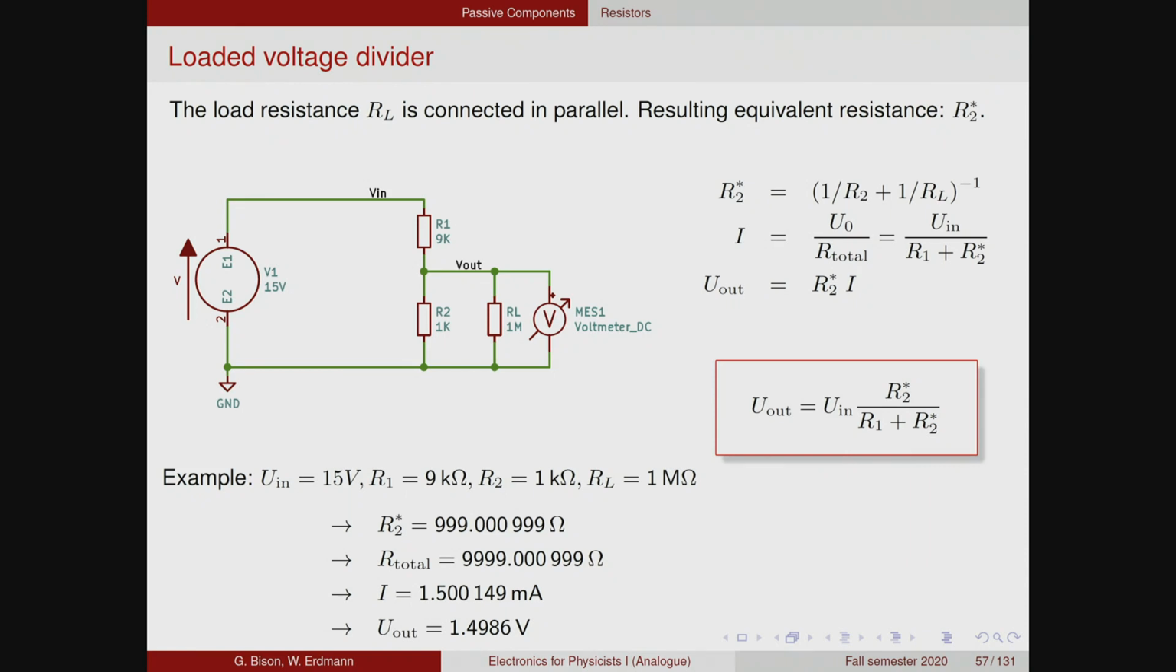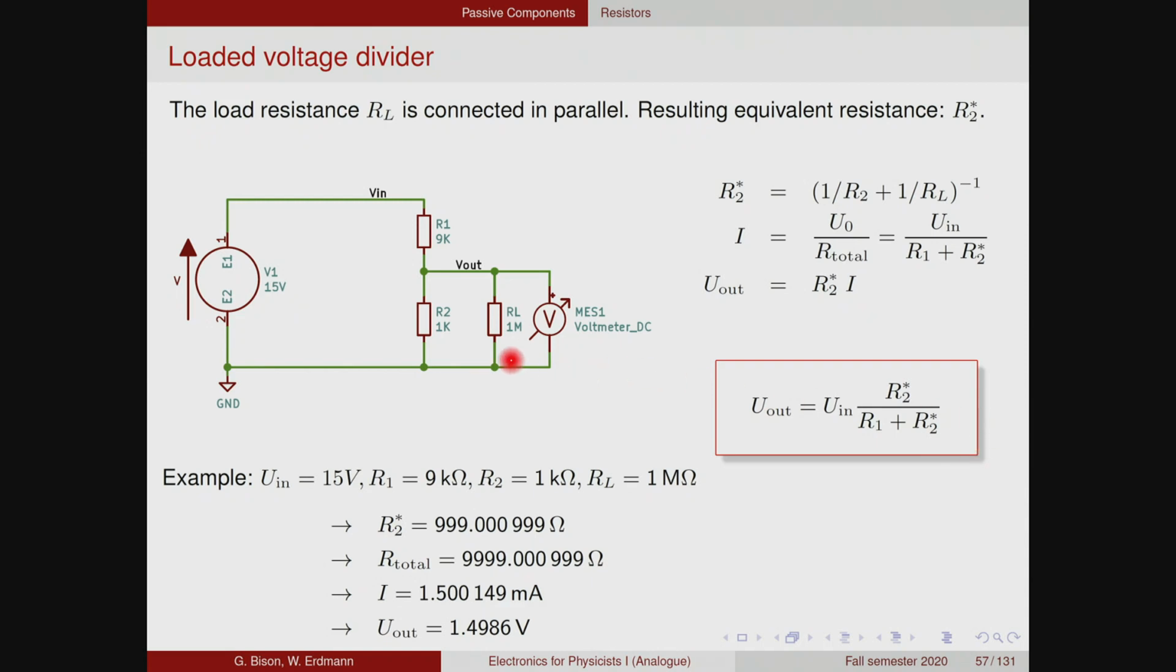We have to do the same calculation, simply replace this resistance 2 with the new effective resistance 2, which is the parallel connection of these two resistors given here. And then we can follow through the same calculation and we find the same result. Simply replace resistor 2 with the new effective resistor 2 star, which is slightly changed.